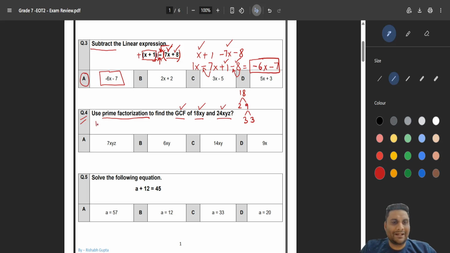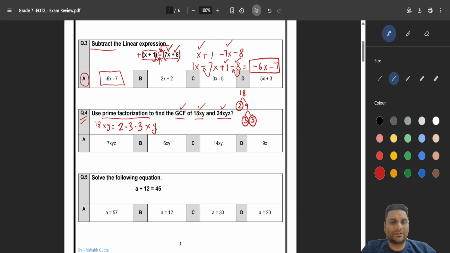So my 18xy will become 2 times, take the last number of every line. Here 2, here 3, here 3. We have to take them down. So 2 times 3 times 3, then xy.